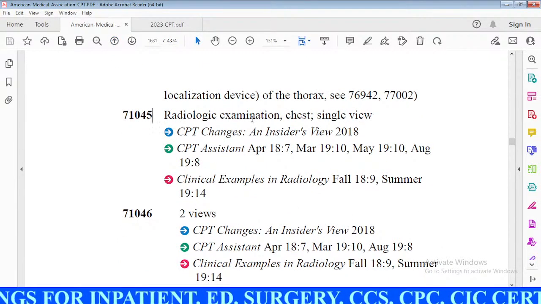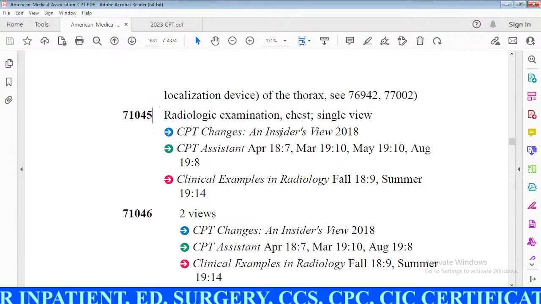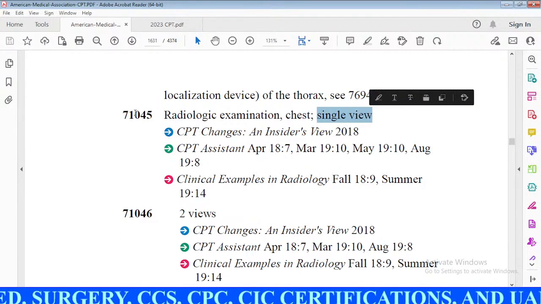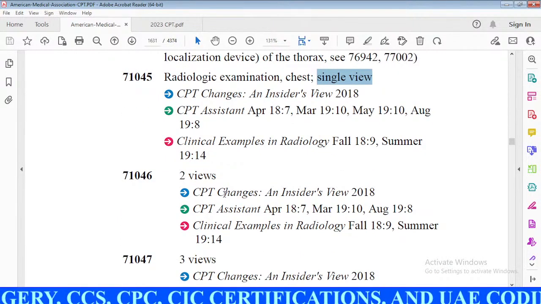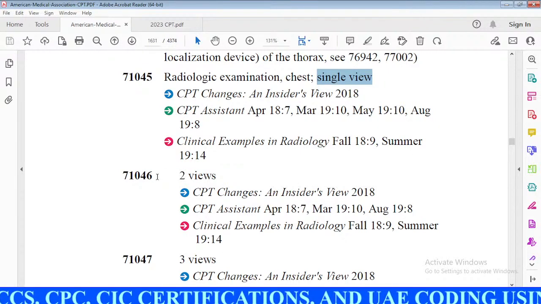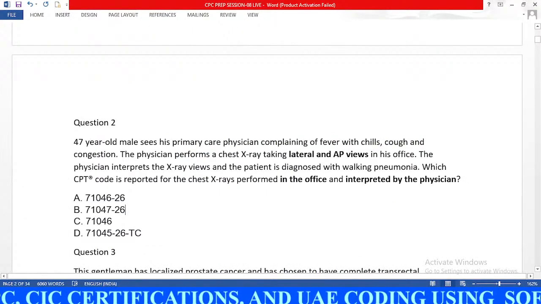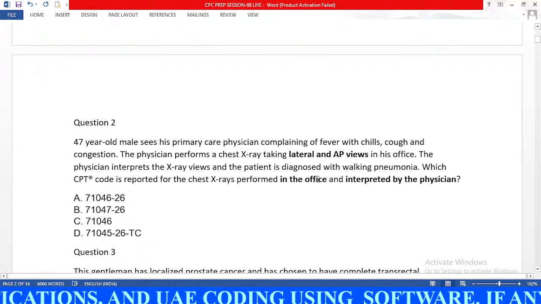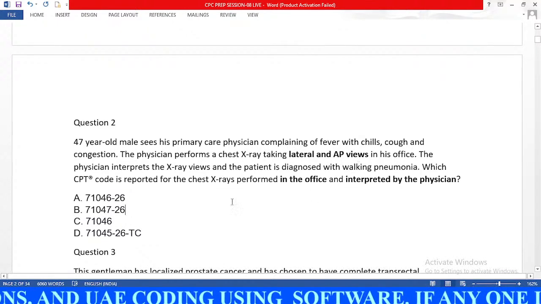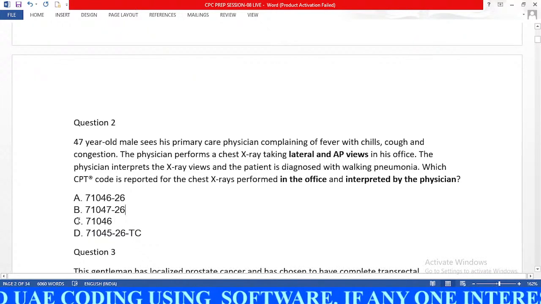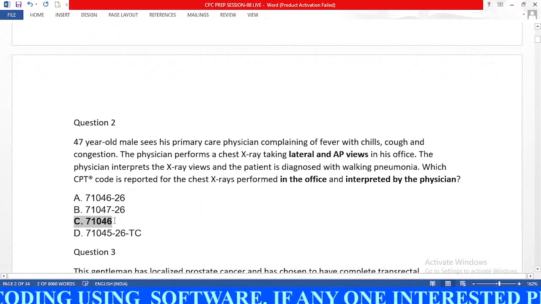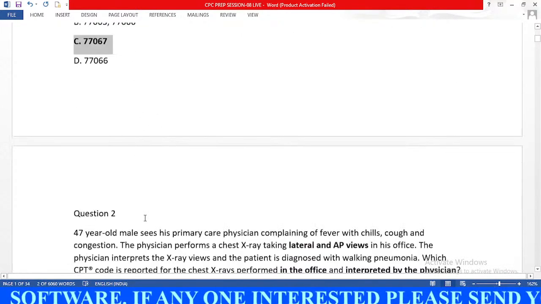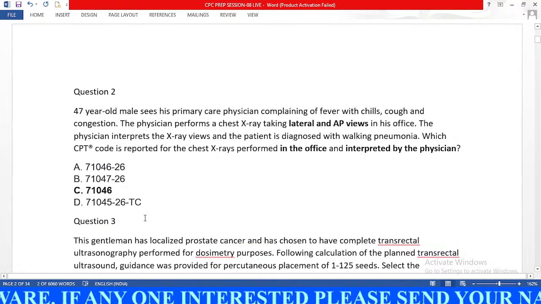See here, radiologic examination, chest single view, but here there are two views. For example, for only a single view, we can code 71045. If the patient has two views, we can code 71046. So based on our code description, the patient has had both the technical and professional component and lateral and AP views. We need to select 71046 as the answer. We can mark it, so if anyone sees it in the future, they can understand easily. I hope everyone got this answer.